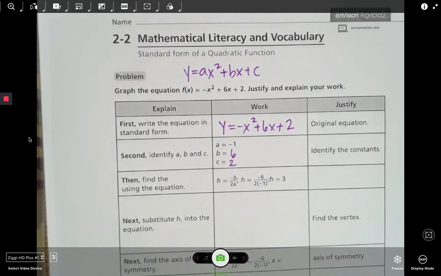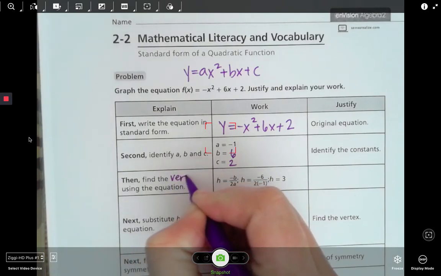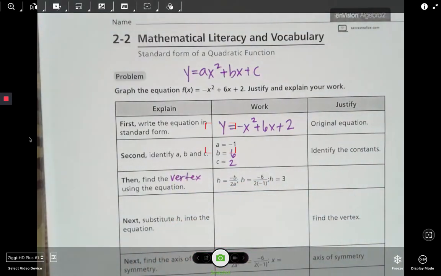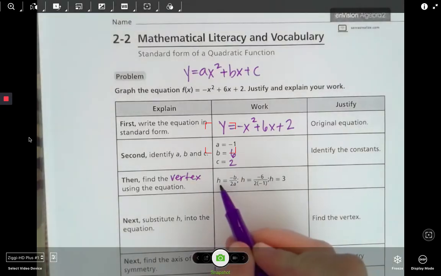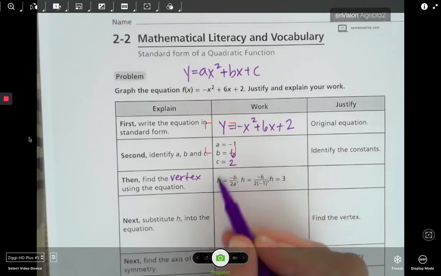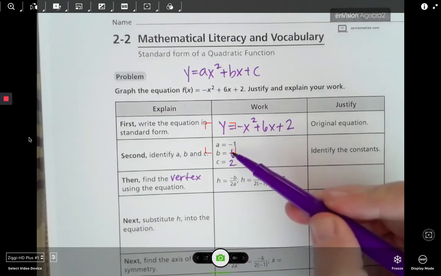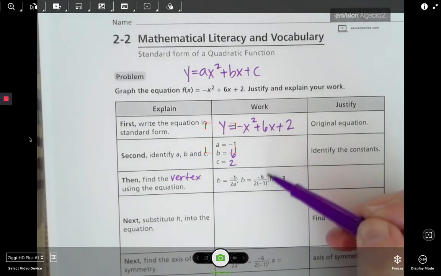All right, then what we need to do is find the vertex using that equation. So I'm going to write find the vertex. And we're going to write this down in our notes later too, but this is a formula we use to find the h value of our vertex. Because remember, your vertex is (h, k). So this helps you find the h value of your vertex. This formula, the opposite of b over 2a. So if b is positive 6, the opposite of positive 6 is negative 6.